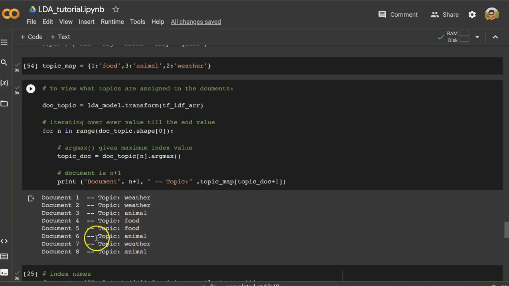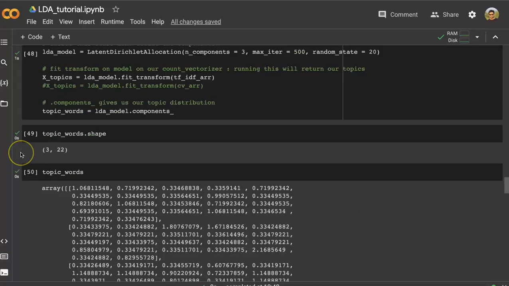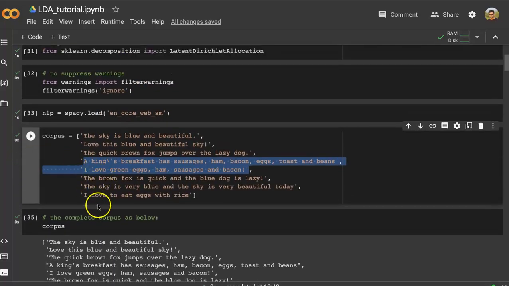Let's check another one. For document 8, it's predicting the topic animal. Document 8 is the last one, but I see it is not related to animal. It has some words related to food and so on. But as our corpus is very small, it is not always possible to learn the exact parameters from such a small corpus, so this kind of misclassification happens. When in real life you run this algorithm with a larger corpus, I hope the classification will be more accurate.